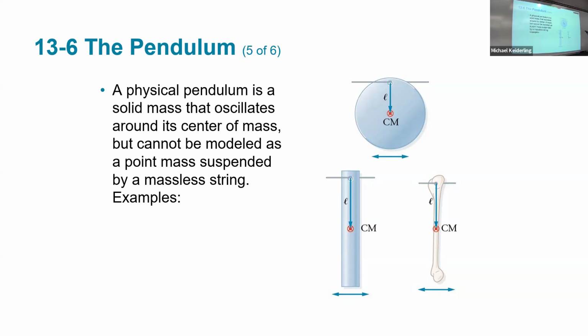A disc on a string. The length is this, the center of mass is here. We have a bar, we have a bone. These are all physical pendulums. We approximate the ideal pendulum in a grandfather clock by having a big mass on a relatively thin rod to swing back and forth.